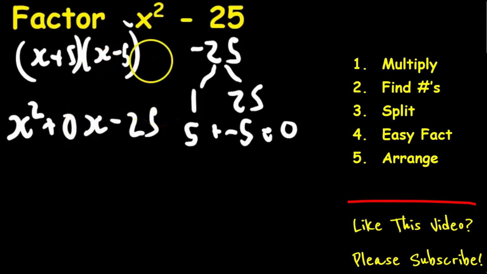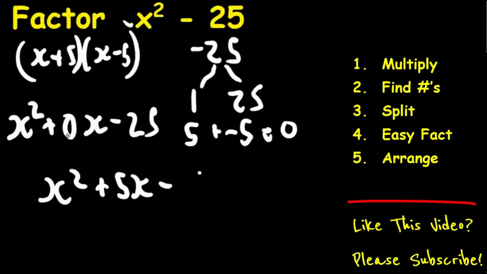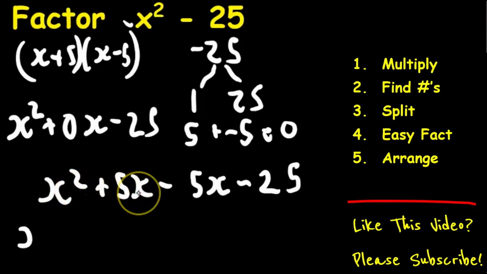So great. Now we split this middle term, which becomes 5 and negative 5. So x squared plus 5x minus 5x minus 25. And now we do our easy factor. So we look at the first two terms, we'll pull x out.